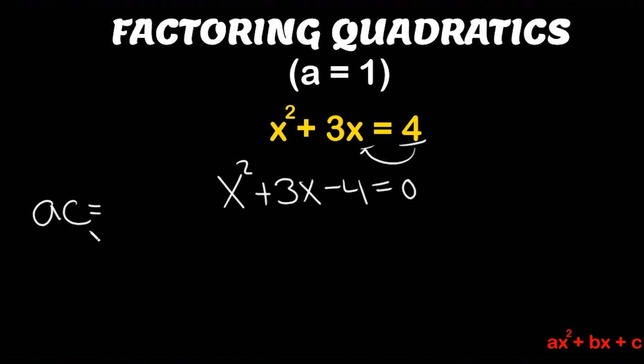So a times c here, that's going to be 1. Remember, I have a 1 here. So 1 times a negative 4, that gives me negative 4. So I'm going to put negative 4 here. So two numbers that when I multiply will give me negative 4, but add up to 3. So again, just start with a list. I'll do 4 and 1, okay? 4 times 1 does not give me negative 4. Okay, what if I do negative 4? Negative 4 times 1, oh, that gives me the negative 4. But when I add them, I get a negative 3, not a positive 3.